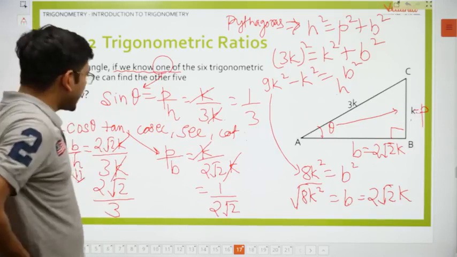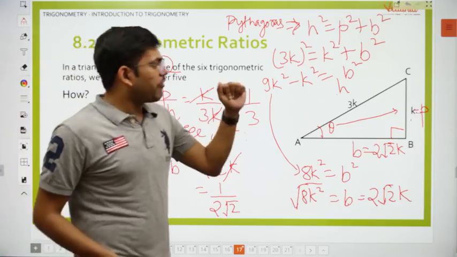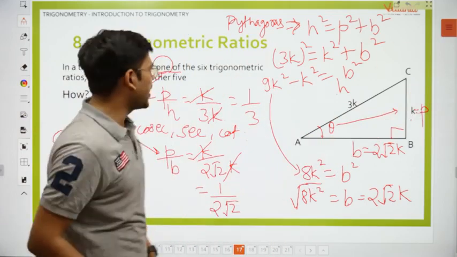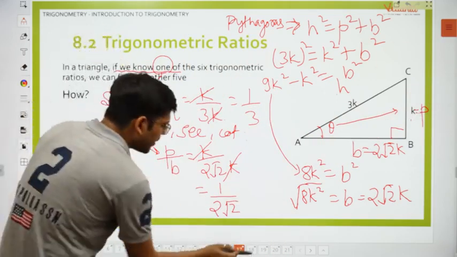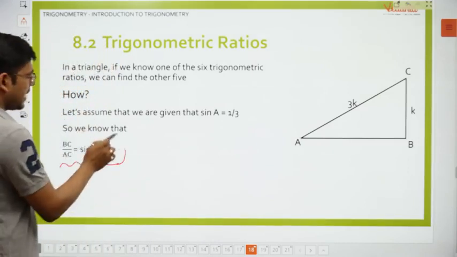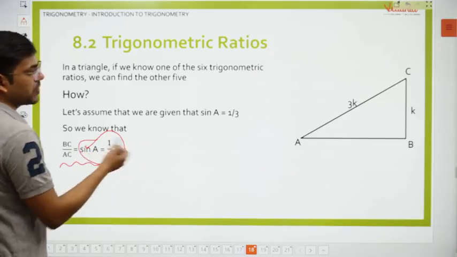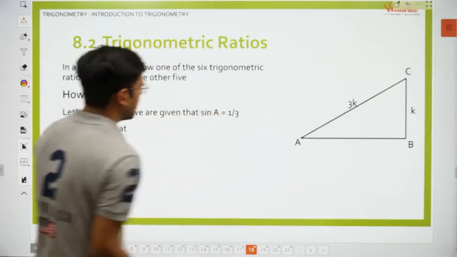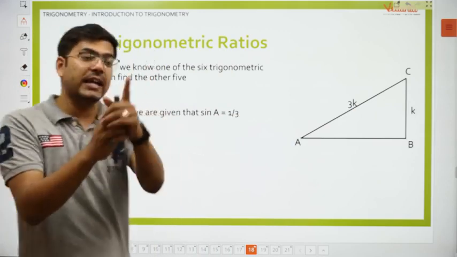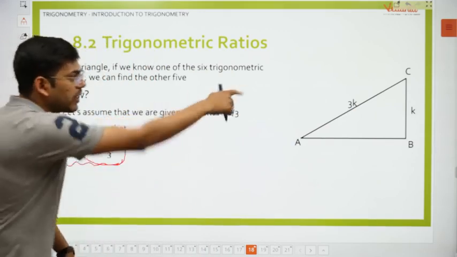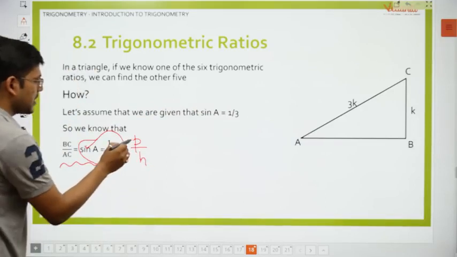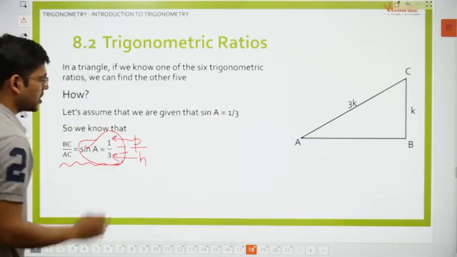Now guys, just tell me, with only one such question you are able to find all the T ratios, isn't it? Great. Now let me tell you something more. Here the question is, sine A is given as 1 by 3, which I told you just now. If sine is given as 1 by 3, how do you get this? Sine is perpendicular upon hypotenuse, isn't it? This means perpendicular is 1 and hypotenuse is 3.